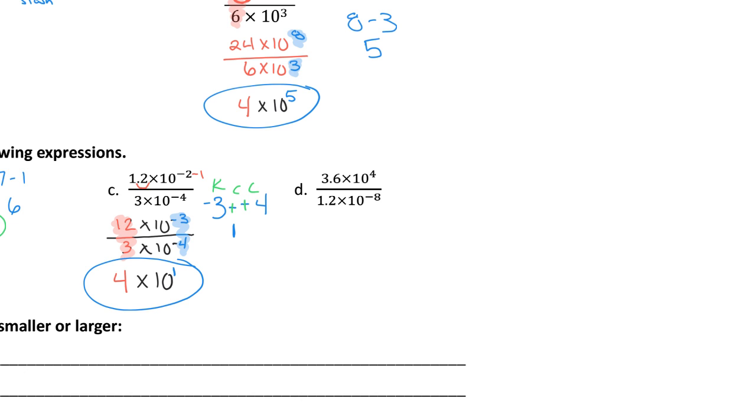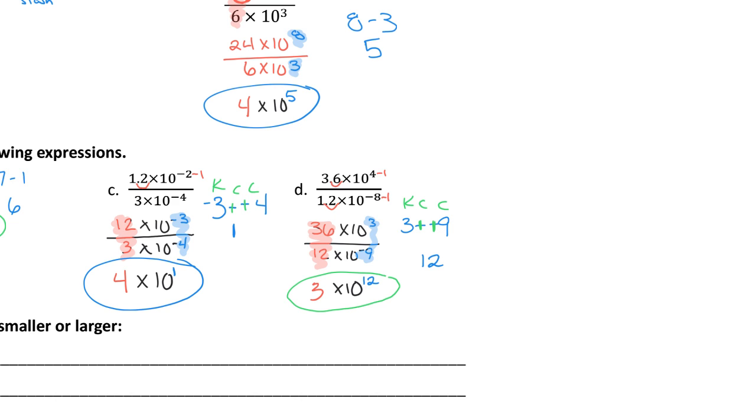All right, so now I want you to pause real quick and try D on your own. All right, so hopefully you got 3 times 10 to the 12th. So that's our basic steps to dividing scientific notation.